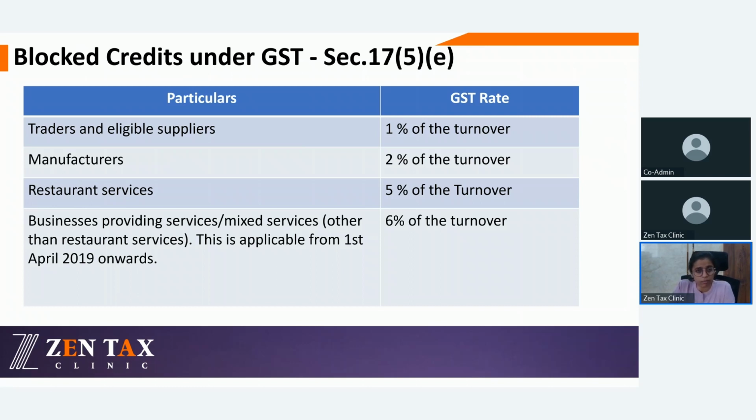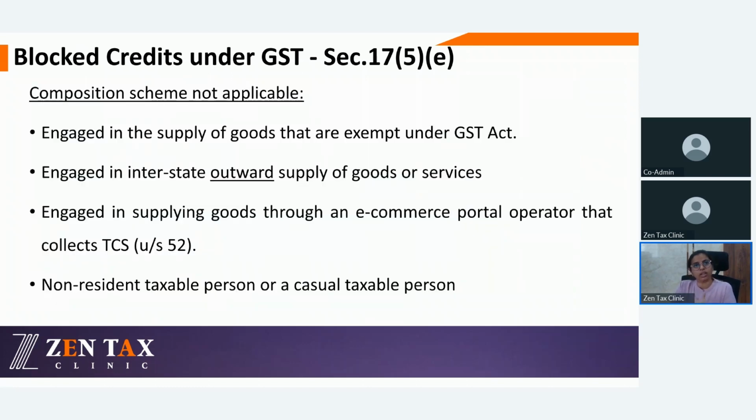In this composition scheme, there is a list of persons who cannot take the benefit of the composition scheme. It mainly says that if I'm supplying goods that are exempt under GST, then I will not be able to go for the composition scheme. Also, if I'm engaged in the interstate outward supply of goods, I'll not be eligible.